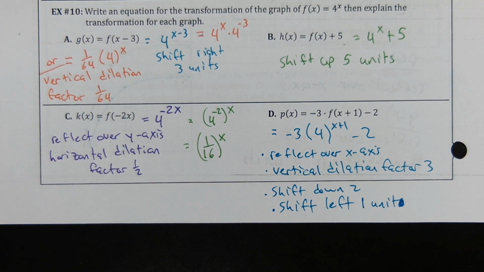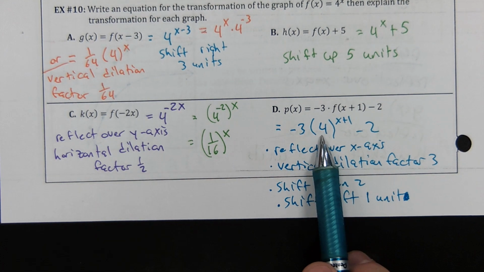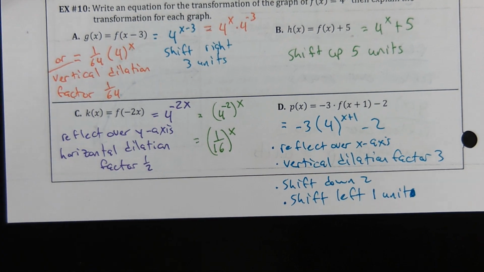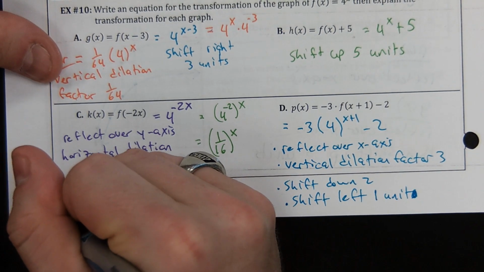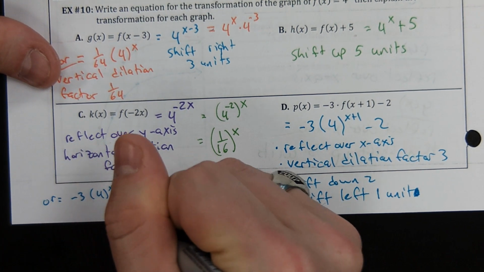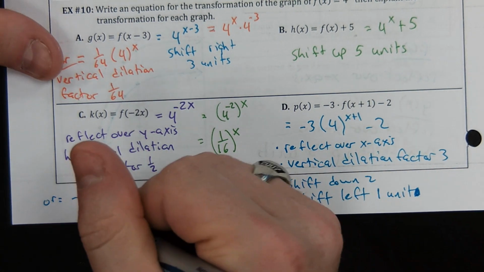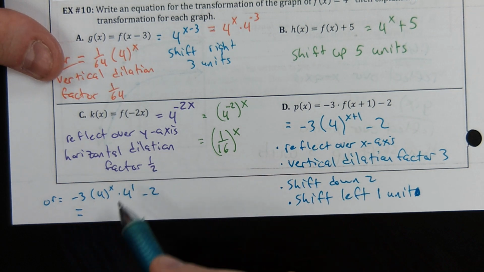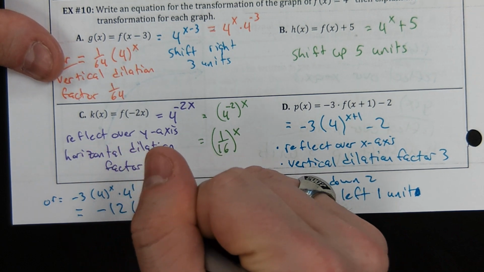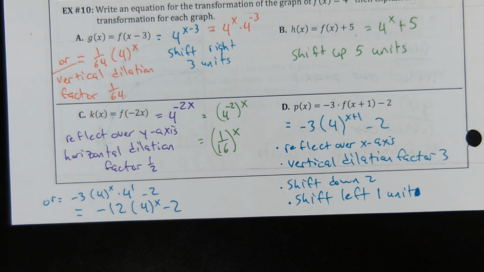Just for giggles, realize that this says 4 to the x times 4. So I can manipulate this. Four times 3 is 12. Because if you do it this way, there's only 3 transformations to describe instead of 4.